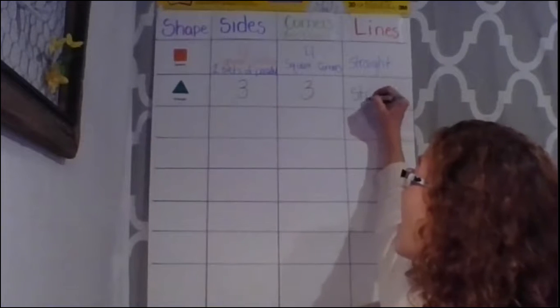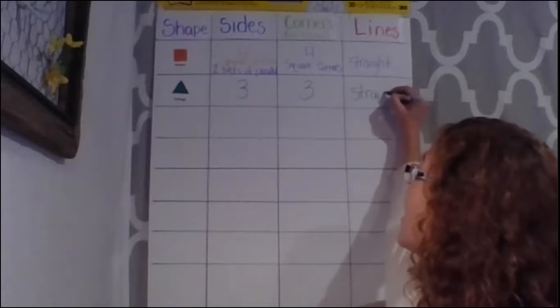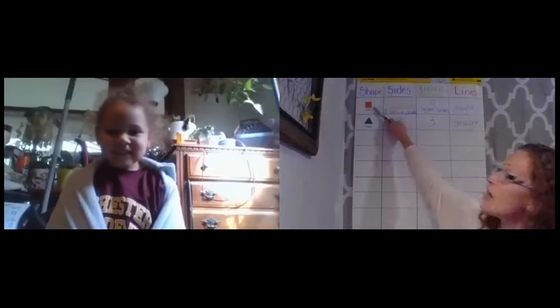Not many of our shapes are going to have curvy lines. We have someone joining us. I was so lonely. I'm teaching to myself, Ileana. Welcome. We're talking about shapes. We talked about a square and a triangle. All right, I'm going to pull out some more shapes.